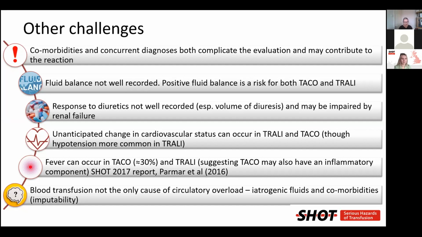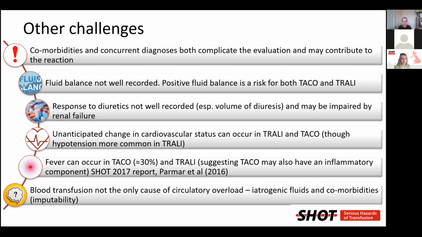Now, blood transfusion may not be the only cause of circulatory overload. Certainly iatrogenic fluids are important, and the patient's underlying comorbidities as well. What I mean by that is that it affects imputability. So if a patient has a 2-unit transfusion, but they're 7 litres positive before the transfusion, I can't blame the blood for the TACO in full. So what that does is reduce the level of imputability, and imputability levels go between 0 and 3.